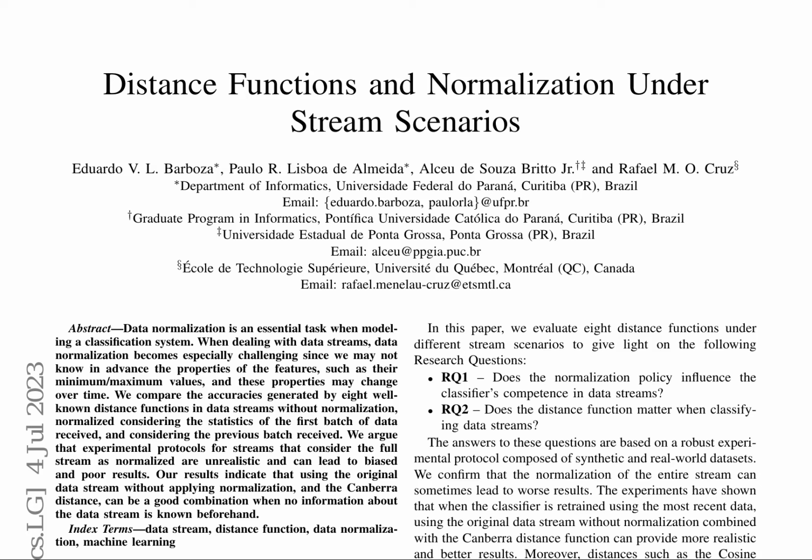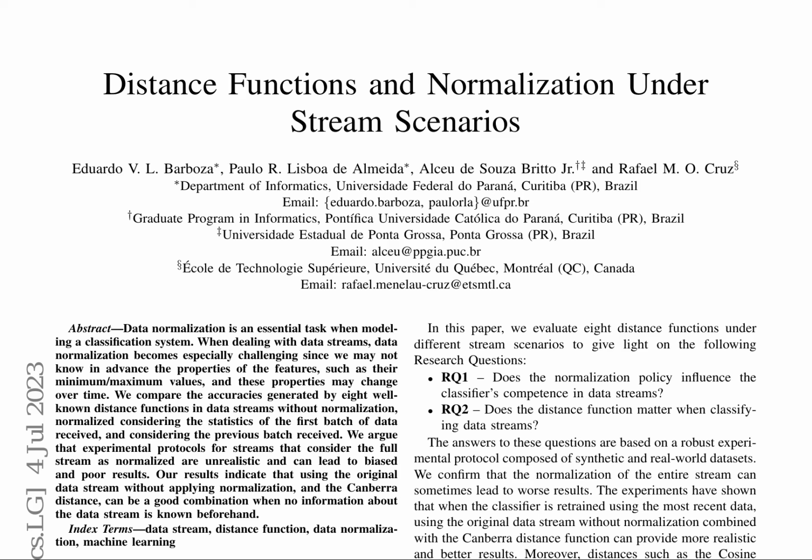In the realm of machine learning, data streams pose unique challenges, particularly in terms of data normalization. This research paper delves into the effects of normalization policies and distance functions on classification accuracy within data streams. The authors argue that experimental protocols assuming a fully normalized stream can lead to unrealistic and biased results.